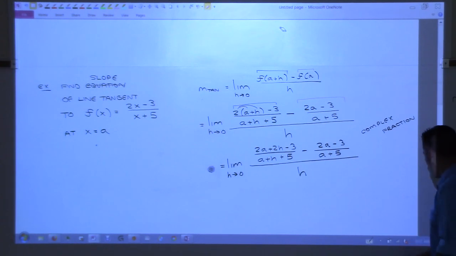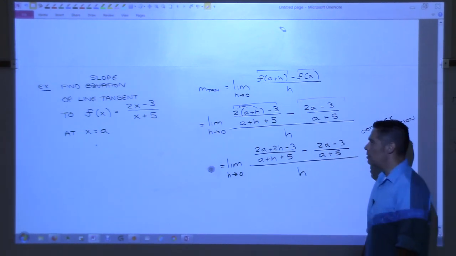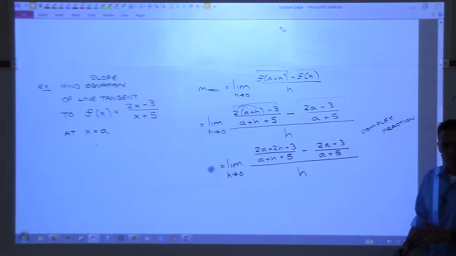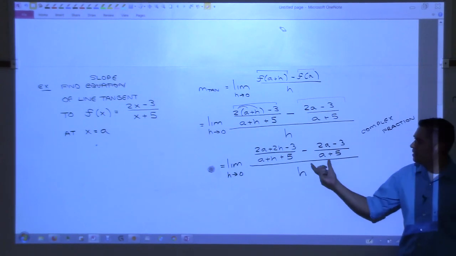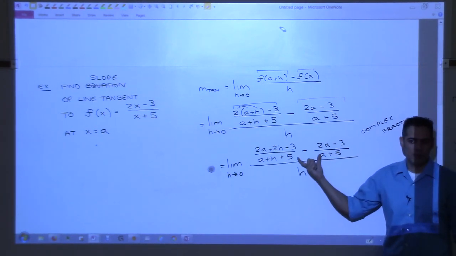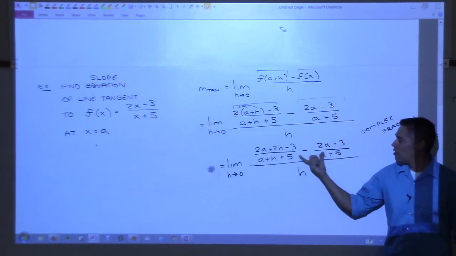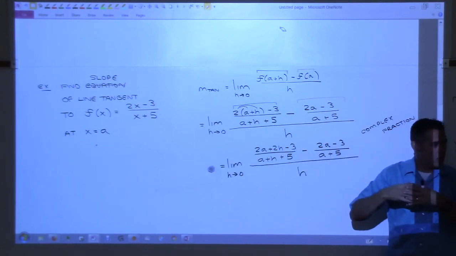I'm not sure if anything here looks obvious to you. It probably doesn't. But the rule of thumb when you get to something like a complex fraction is to try and get a common denominator between your two fractions up here. In other words, try and make these two fractions come together as one fraction.